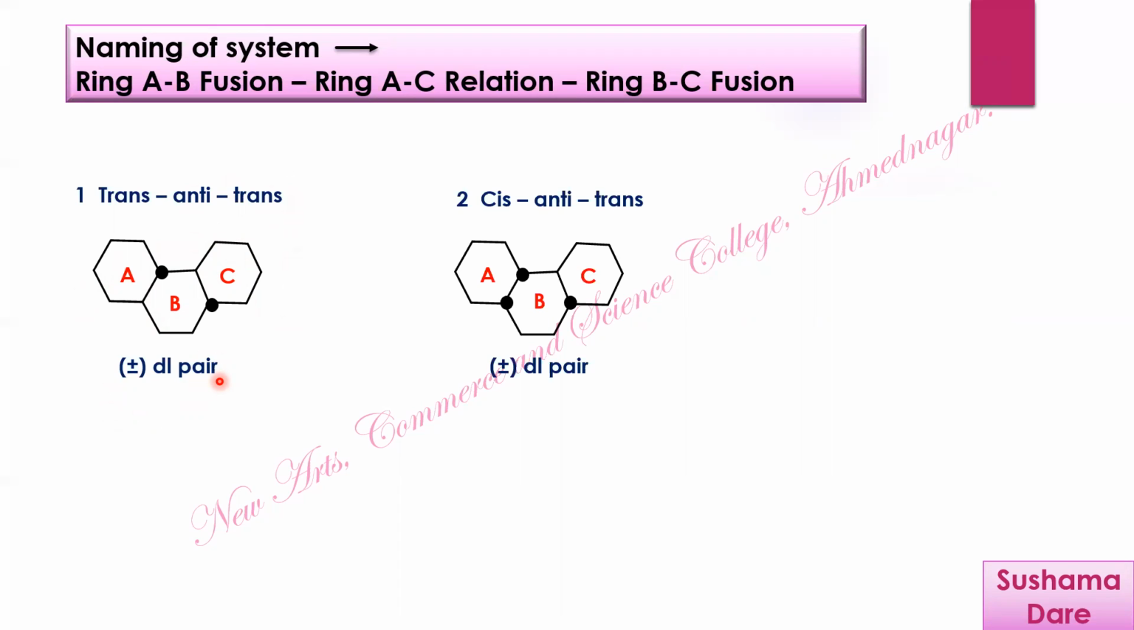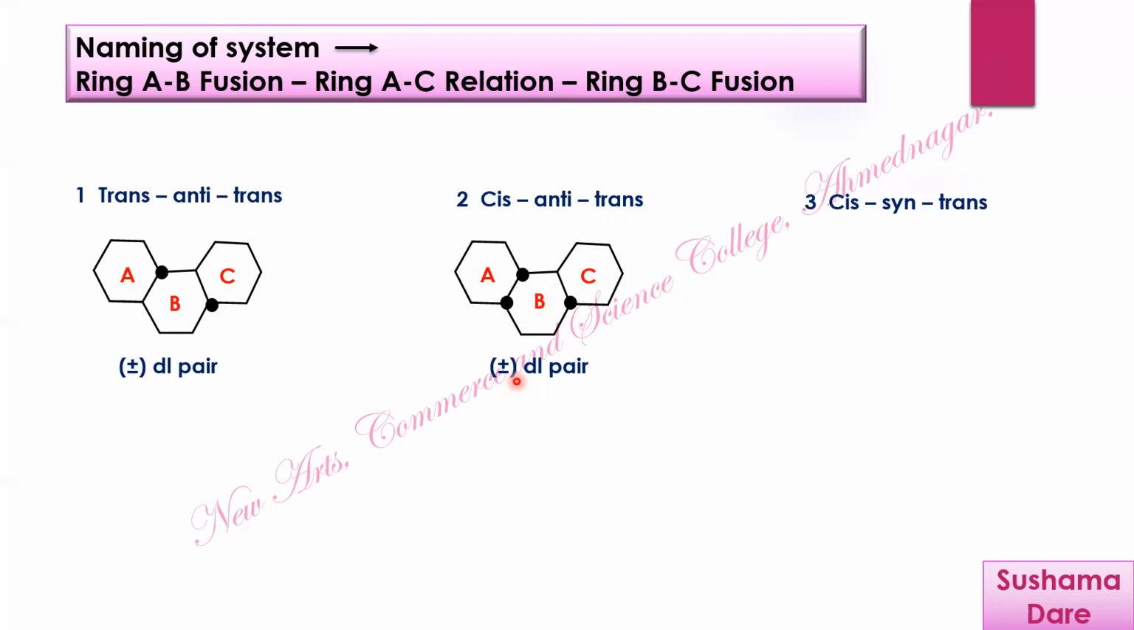So this is the structure for cis anti-trans. The AB fusion is cis. You can see the stereochemistry at the fusion points: both hydrogens are facing in the same direction. The AC relation is opposite, one up, one down. The BC relation is trans, down, up. So the stereochemistry is different. Again, this stereoisomer exists as a DL pair.